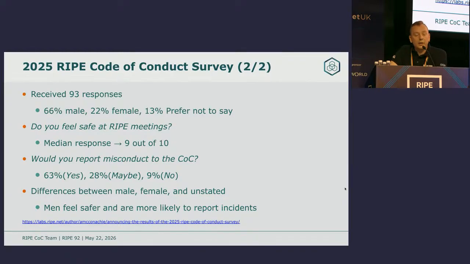And we had another question, which there wasn't really room on the slide for, but it's more like, if you've ever experienced something at a meeting, did you report it or not? And we drill into that more in the article. I think that 28% is somewhat concerning, but again, maybe could be for a lot of different reasons. And again, as I stated, there were differences between male, female, and people who didn't report their gender. In general, men just feel safer and are more likely to report incidents. That's a very easy statement to make based on the data we received.